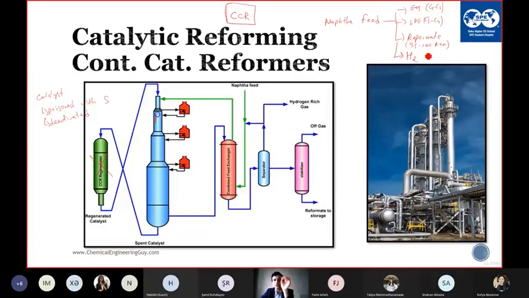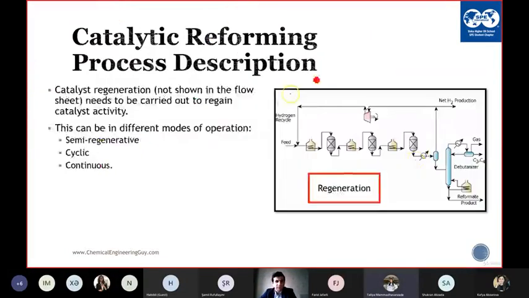So hydrogen is produced in CCR in the refinery. There is no other unit that produces hydrogen, of course, besides the HPU, hydrogen production unit. And why do we need hydrogen? As you said, in the hydrotreating process, we use hydrogen. Yes, exactly, in the hydrogenation process. I will go back to this.